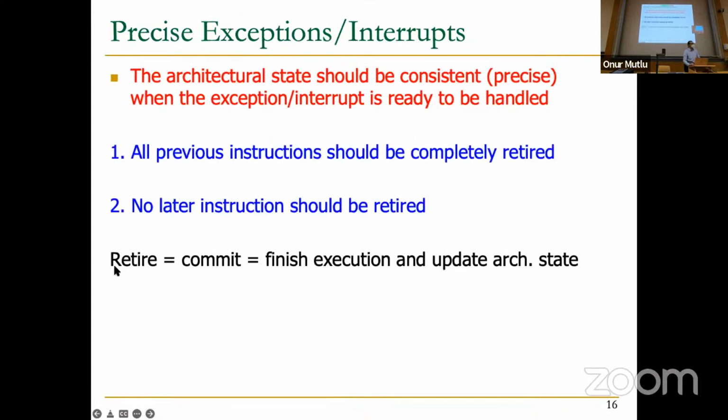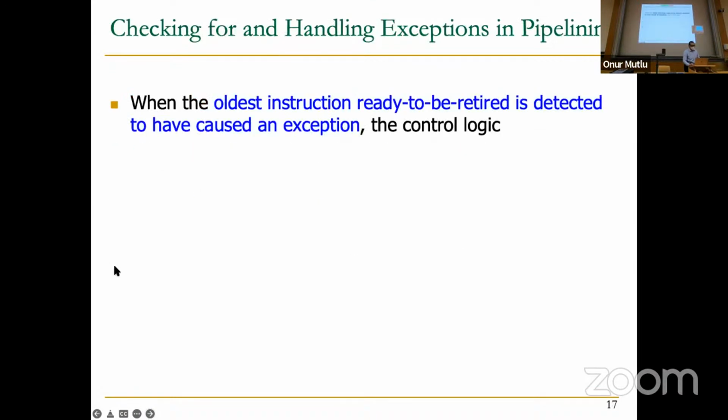Any questions on this? Okay, so how do we handle this then? Assuming that this is what we would like to satisfy in a von Neumann architecture, this is how exceptions are handled in a pipeline normally. Interrupts are very similar, actually.